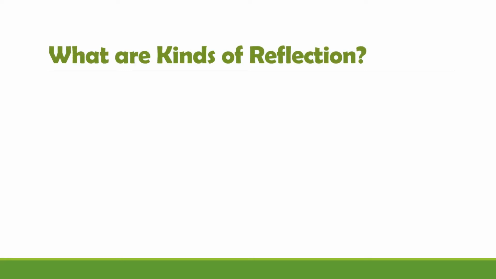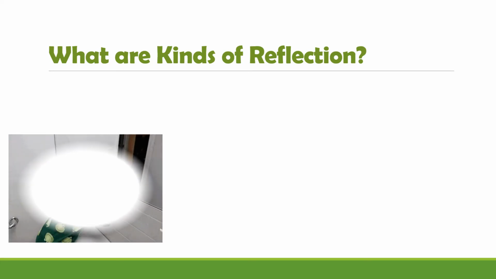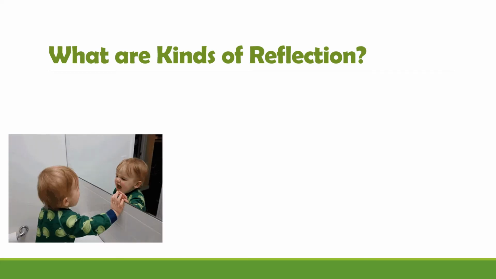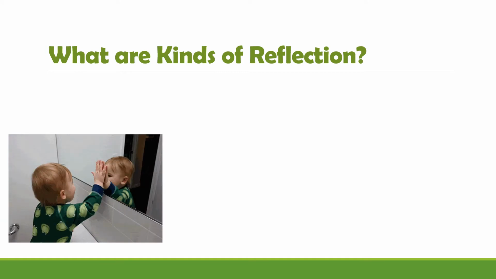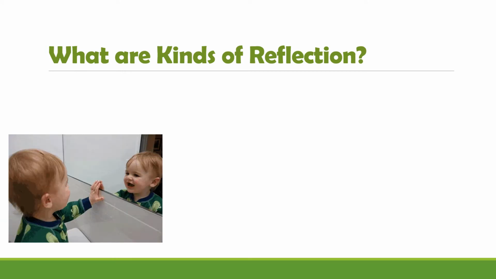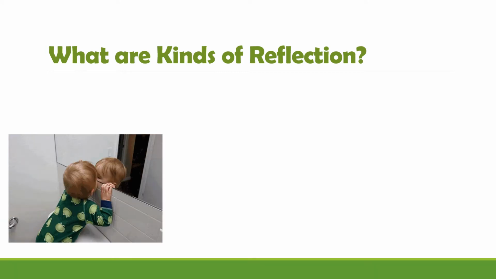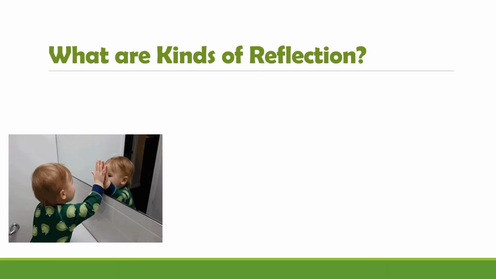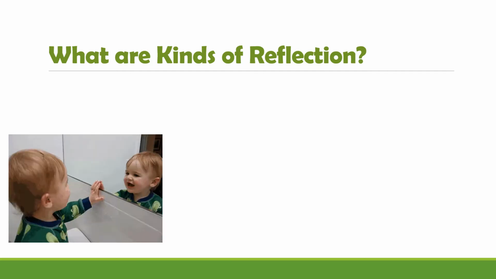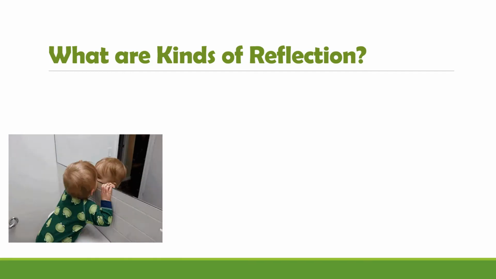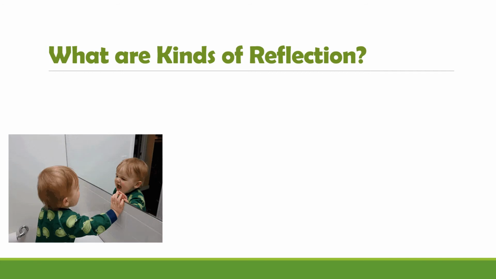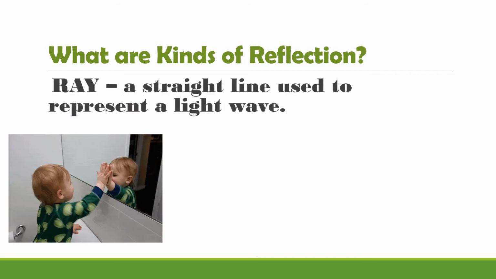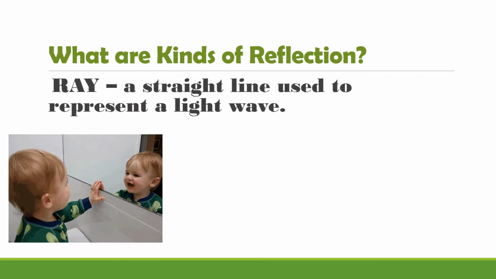To start off with our lesson, we will start off with what are kinds of reflection. Why do you see a reflection of yourself in a mirror but not on a page of your textbook? To answer this question, you need to understand how a surface reflects light. To show how light reflects, you can represent light waves as straight lines called ray. So when we say ray, it is a straight line used to represent a light wave.